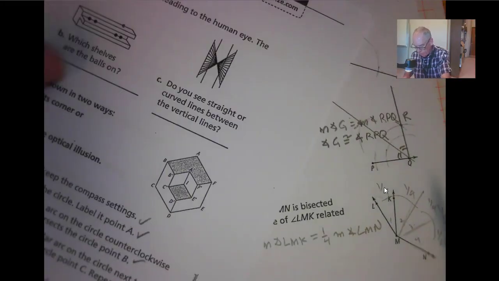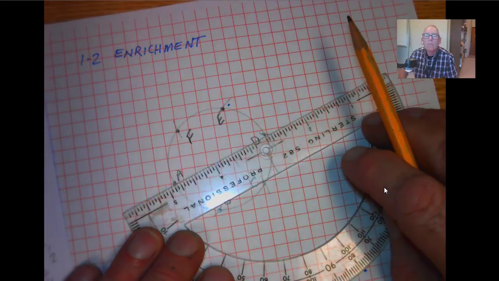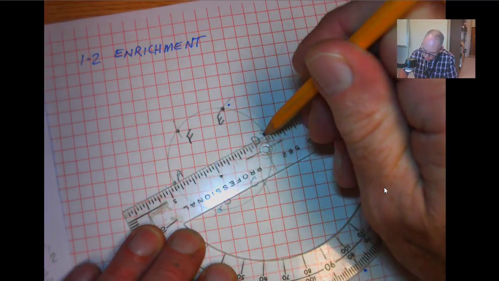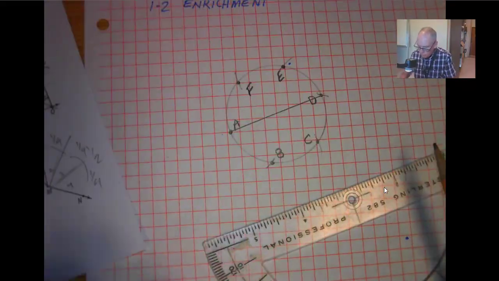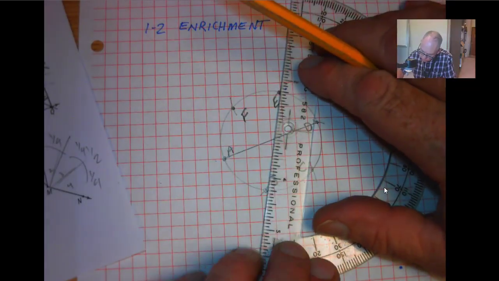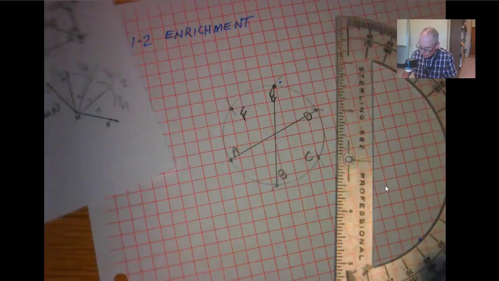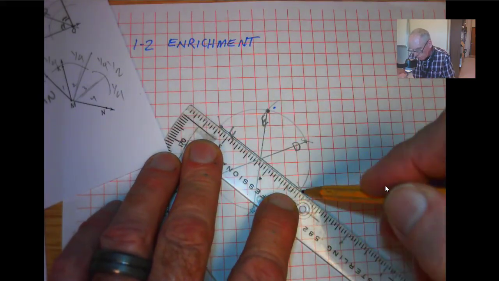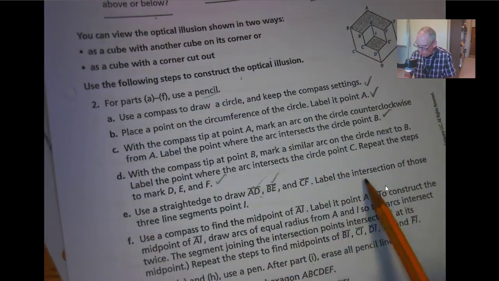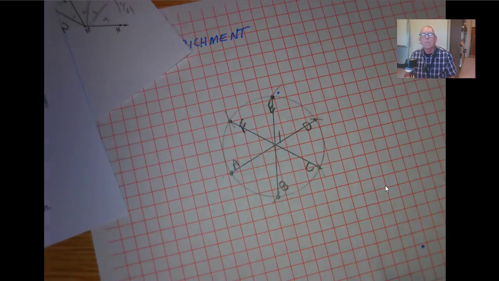So use a straight edge to draw those segments A to D. Then we're going to draw B to E. And then we're going to draw C to F. They want you to use pencil on this because we're going to end up erasing some of the construction lines to get the 3D effect. And we're going to mark that intersection point in the middle I.